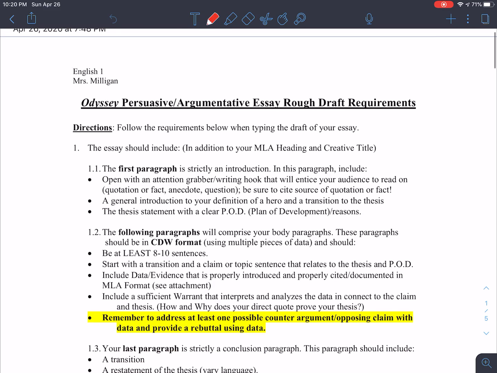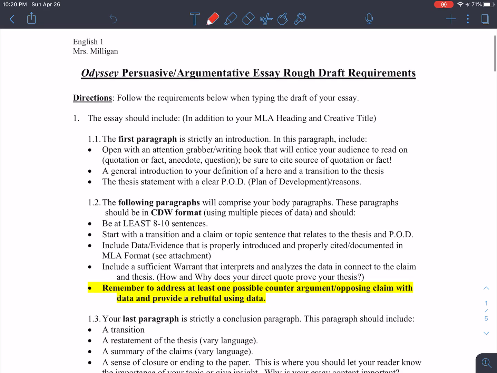Now keep in mind we are typing in MLA format, and specifically you want to make sure that you have a creative title. Remember, I got to read 120 of these, so the more interesting your title, the better off we're going to be. Okay.